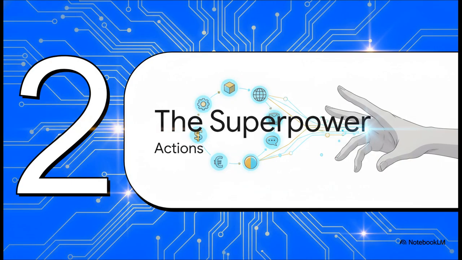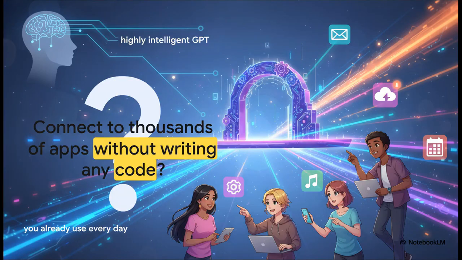Okay, but here's where things get really interesting. A custom GPT isn't just about knowing stuff, it's about doing stuff. This is where we give it a real superpower, the ability to take action and interact with systems out in the real world. So how do you connect a custom GPT to thousands of apps without writing a single line of code? The answer is automation platforms.